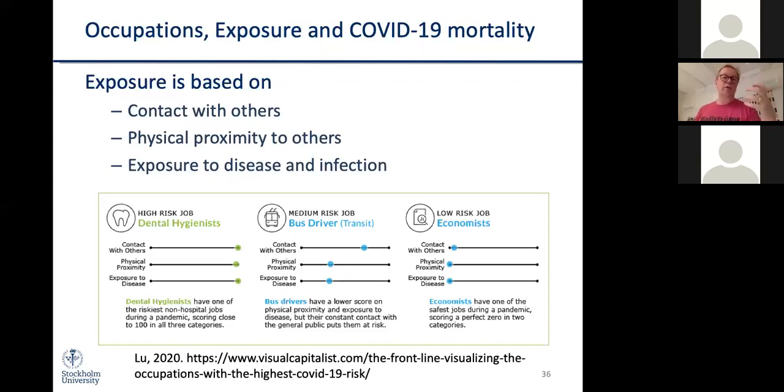So those occupations that have a very high exposure to the disease actually have the lowest mortality rate. So that suggests that people, for example, in the healthcare sector, are also more able to protect themselves from the virus and from the disease and to get cured.